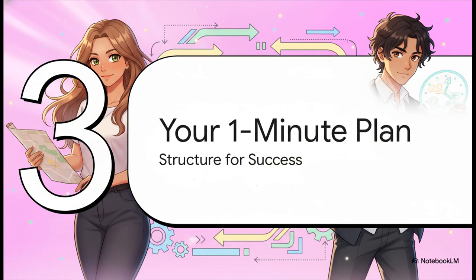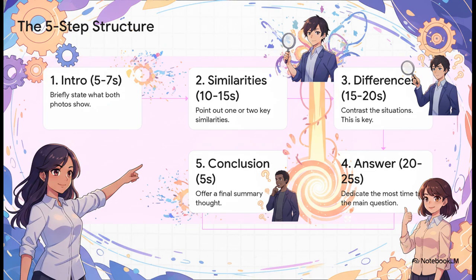Okay, now that we know what to do, let's figure out how to do it. We're going to build a clear, step-by-step plan that'll carry you through that entire minute without freezing up or getting lost. And this is the perfect structure. You start with a quick general intro about both photos. Then you point out a key similarity. After that, you pivot to the differences. This is really important. Then you dedicate the biggest chunk of your time to speculating and actually answering the main question. And finally, you wrap it all up with a quick conclusion. It's a formula for success, really.